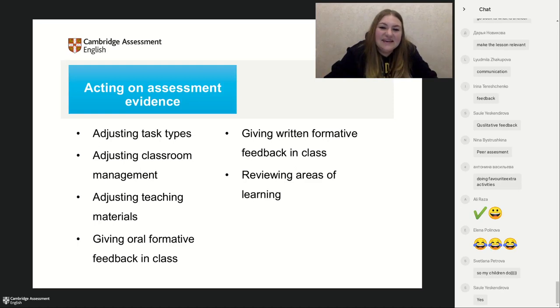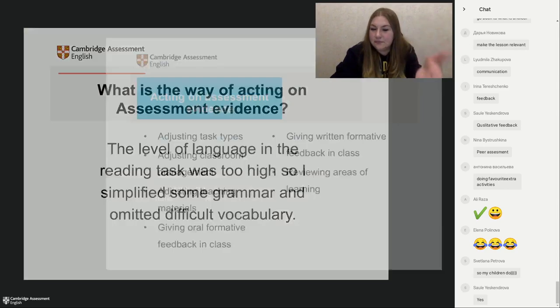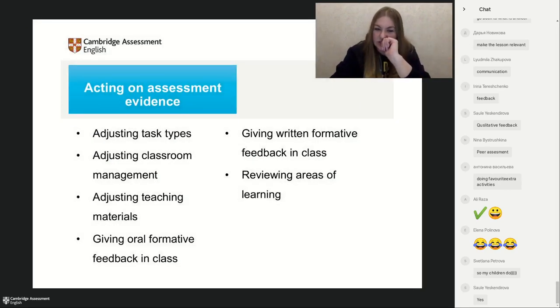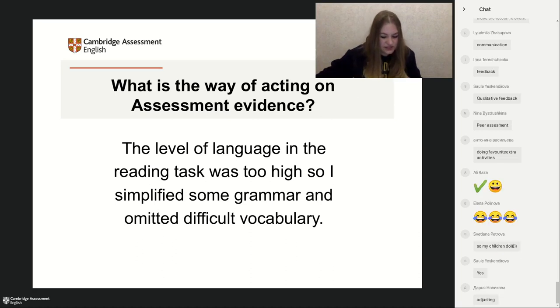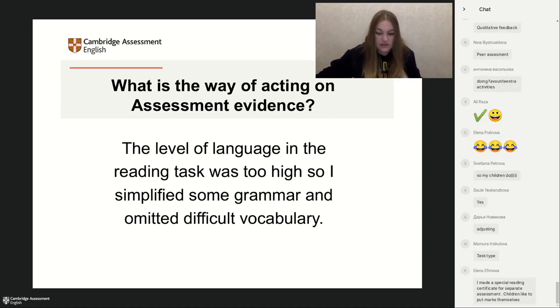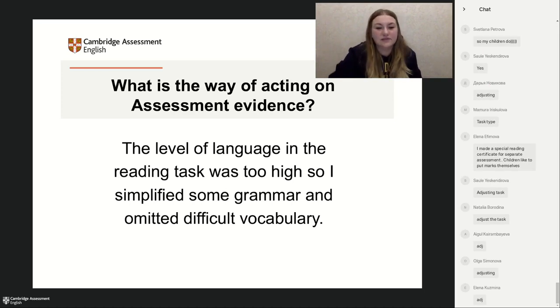So again, I have got some statements. Just quickly, let's discuss what type of acting on assessment evidence it is. So again, remember, adjusting task types, adjusting classroom management, teaching materials, giving oral feedback, written feedback, and reviewing areas, okay? Let's quickly do this thing. The level of language in the reading task was too high, so I simplified some grammar and omitted difficult vocabulary. So what is it? Is it adjusting task types, classroom management, teaching materials, oral feedback? Task type, right, yeah, perfect, well done.